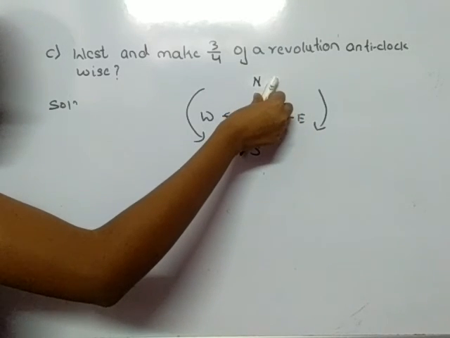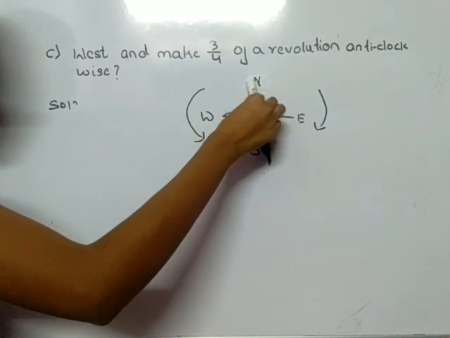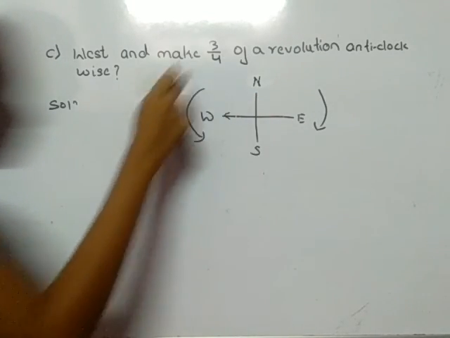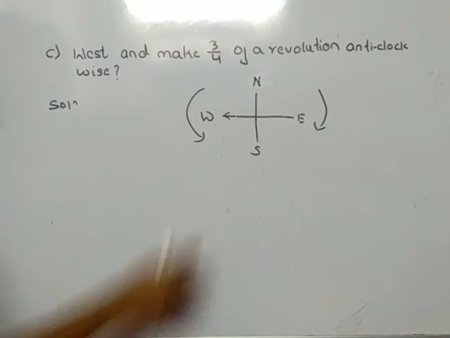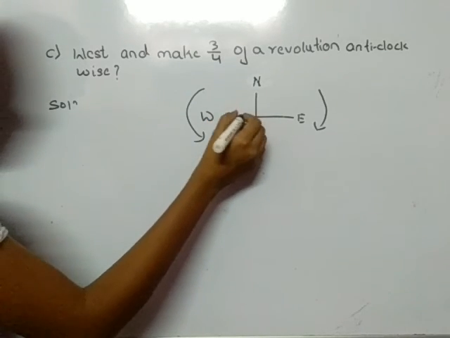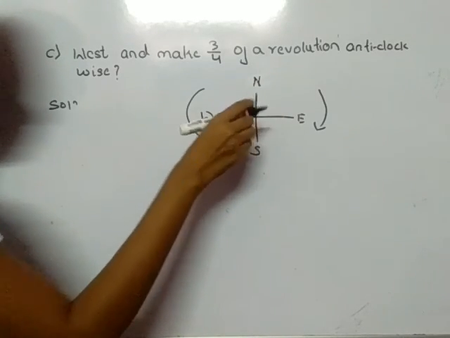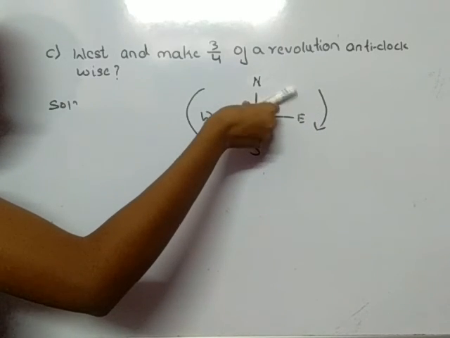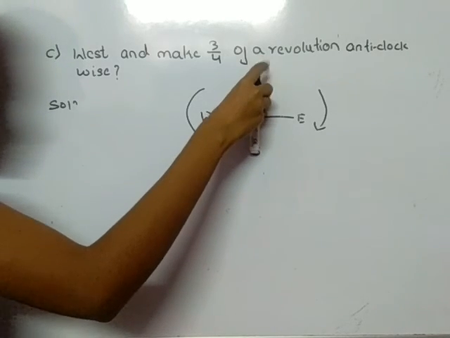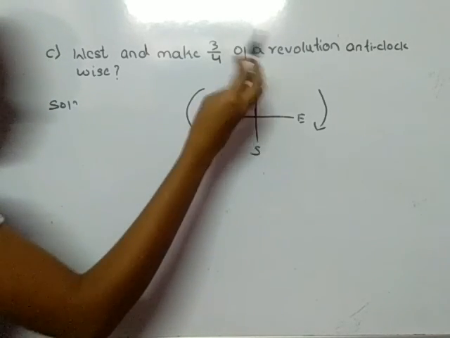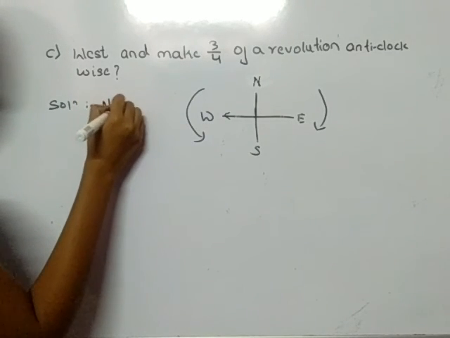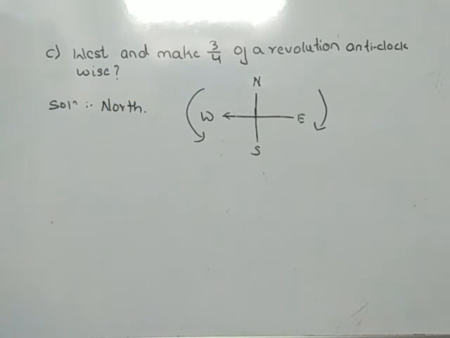I will complete 3 by 4 of a revolution. 3 by 4 of a revolution means out of 4 parts I have completed 3 rotations. Means 1, 2, 3. After completing 3 rotations, now I am facing here. You can see, this is 1, this is 2 and this is 3. Now I am facing towards where? North, isn't it? So now I am facing towards the north, as the answer.